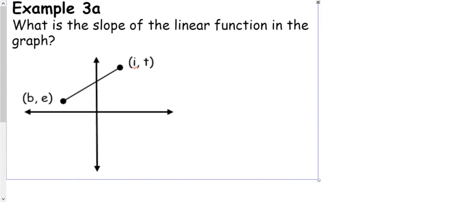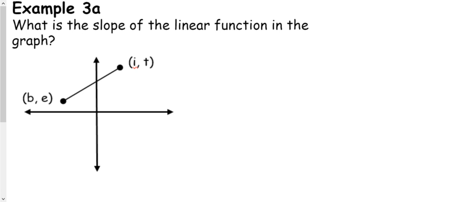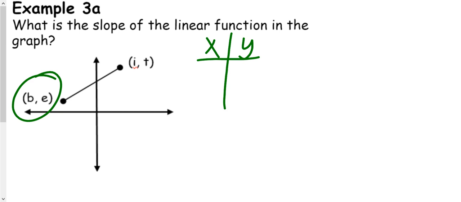All right, let's look at this one. This one always throws students off, but it's actually way easier than it seems. You just have to remember to make your table. Okay? And let's take a point.